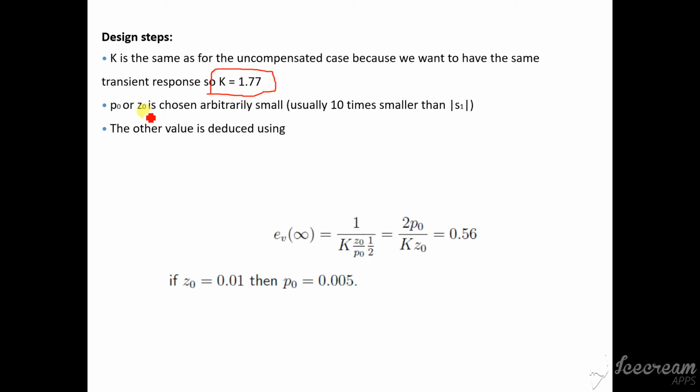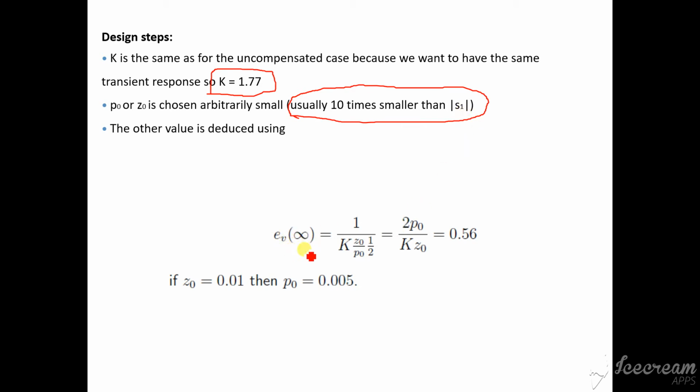For PO and ZO, arbitrary small, usually 10 times smaller than the s1. This is a very important sentence. Usually 10 times smaller than the absolute value of s1.